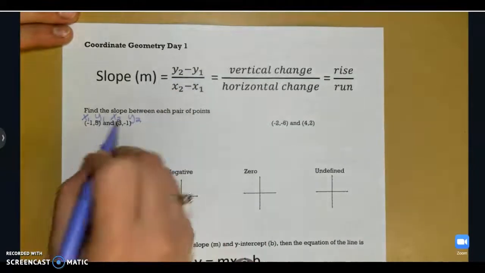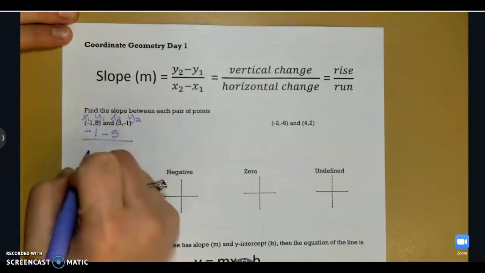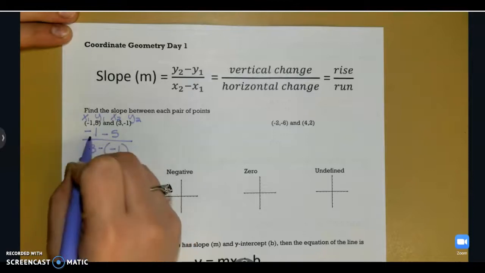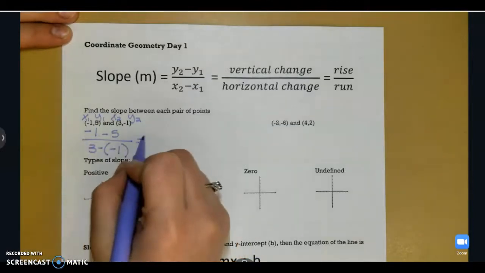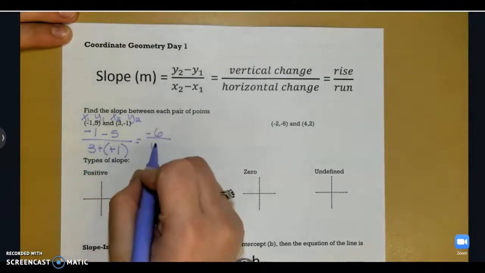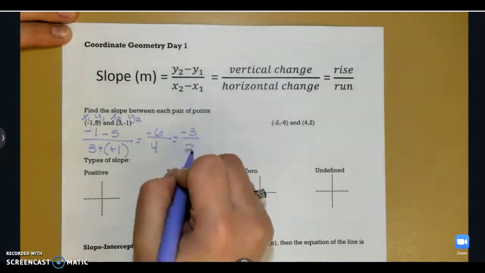So for this first set of points, y2, negative 1, minus y1, which is 5, over x2, which is 3, minus x1, which is negative 1. Now, negative 1 minus 5 is going to be negative 6. Minus a negative becomes plus, so that is positive 4. And this can reduce to be negative 3 over 2.